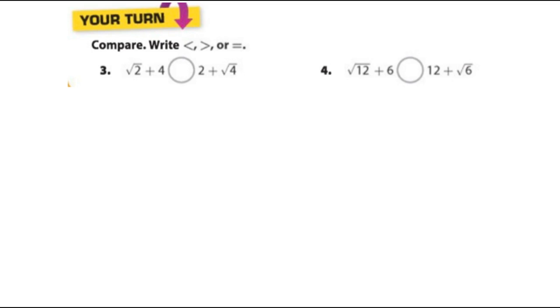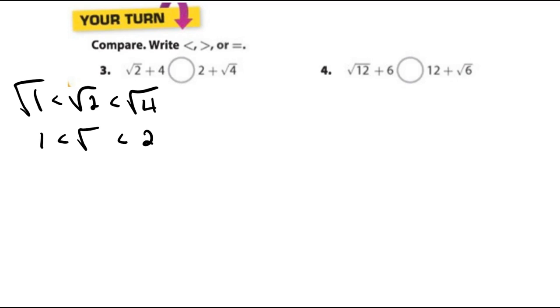Okay, so for number 3, we have 2. Square root of 2 plus 4 plus 2 times the square root of 4. Square root of 2 is an easy one to figure out. It's between the square root of 1 and the square root of 4, which means it's between 1 and 2. Sorry about my handwriting.